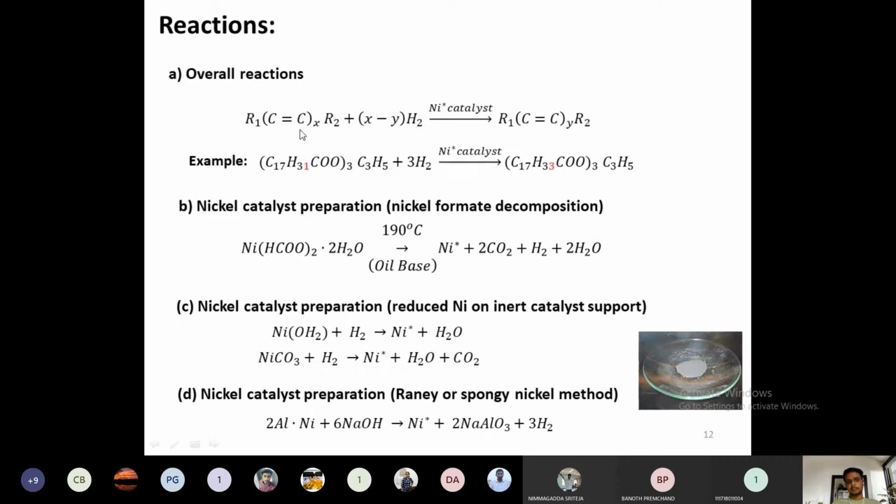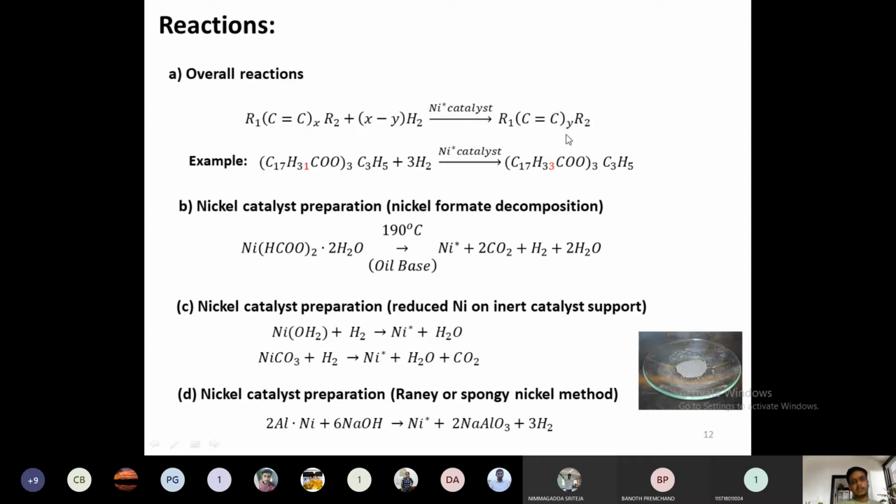Next, these are the reactions which will take place. The overall reaction: this is the fatty acid chain and this is the glycerol backbone. R2 is the glycerol backbone and R1 is the fatty acid chain, including this R1 C double bond C of X molecules. So X is the stoichiometric coefficient. Y molecules of hydrogen will be added to this triglyceride molecule in the presence of an activated nickel catalyst. Then it will be converted to a triglyceride with Y molecules of hydrogen added. Y is nothing but an indication of how many hydrogens are added.